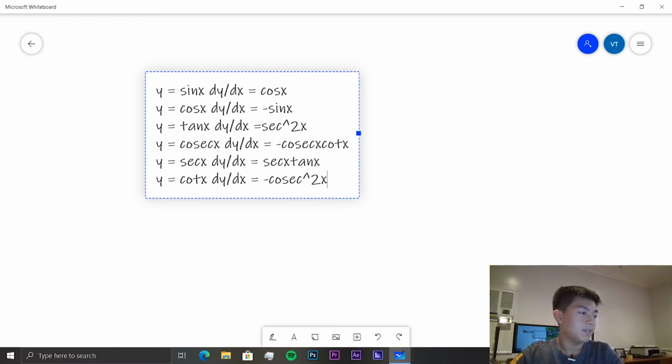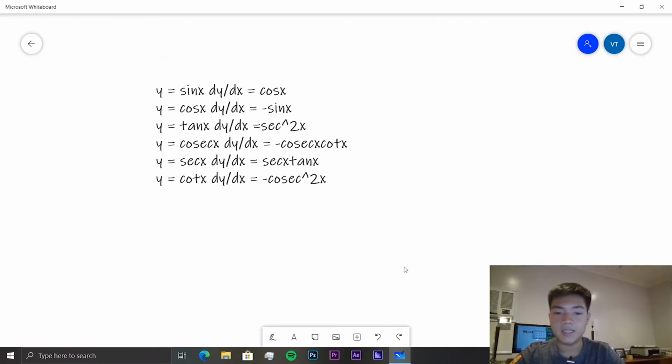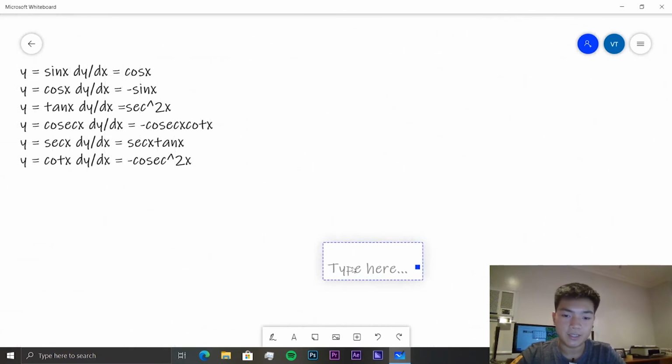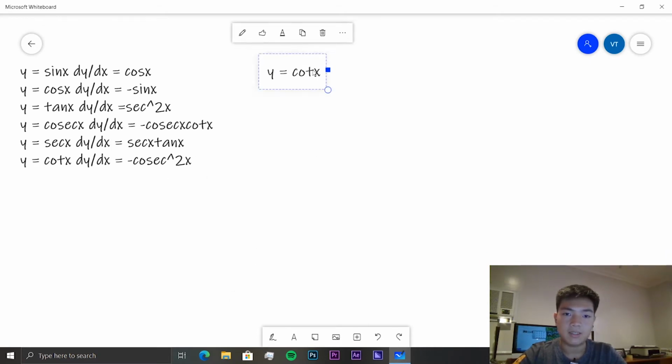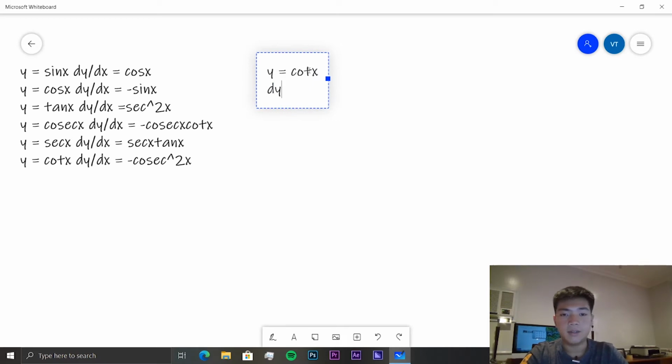So using those, this next exercise is telling us to differentiate some functions. The first function we have is y equals cotangent x. And we know this one already. It's simply negative cosecant squared x. So that one is pretty easy. dy over dx is equal to negative cosecant squared x.